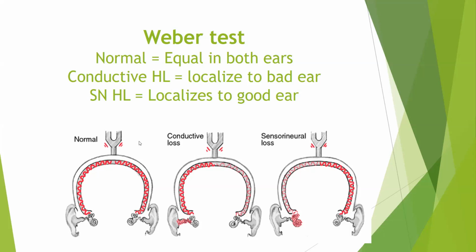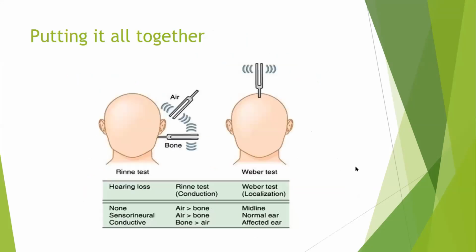With the Weber test, what you do is you place the tuning fork on the top of the patient's head, and then it will equalize to both ears, or if there's conductive hearing loss, it will localize to the bad ear, and sensorineural hearing loss will localize to the good ear. We will take a look at these more in depth.